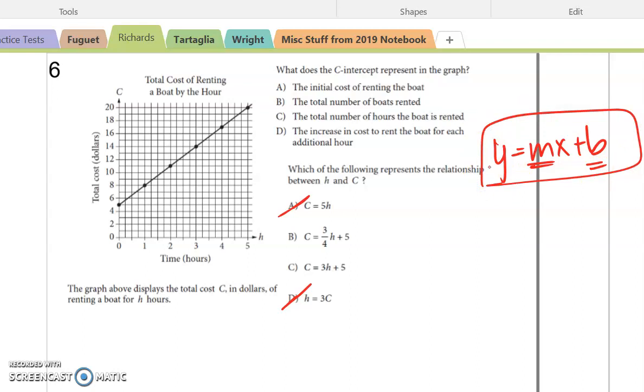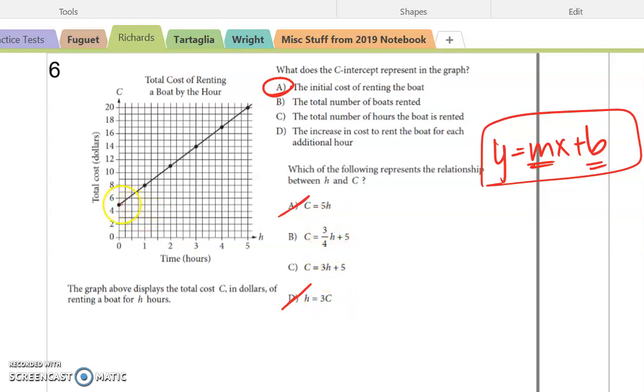Okay. And we need to be able to see what C represents. Sorry, I missed the multiple choice first. See what C represents. And that's obviously going to be the initial cost of renting the boat. So it's $5 to initially rent it, and then what it costs for every hour. So it's basically asking us, is it 75 cents, which is 3/4 of an hour, or is it 3 hours?